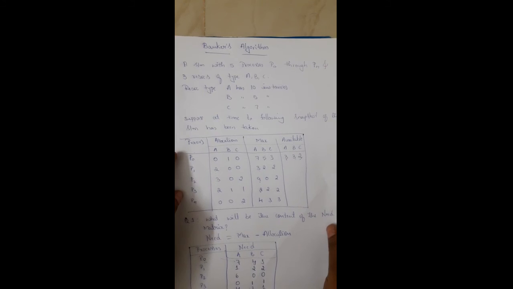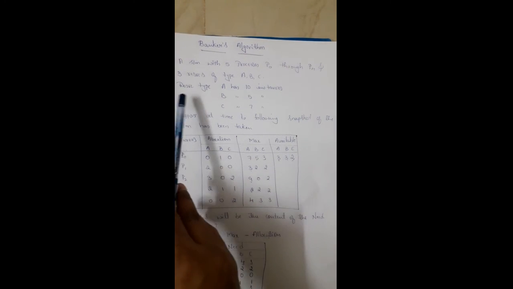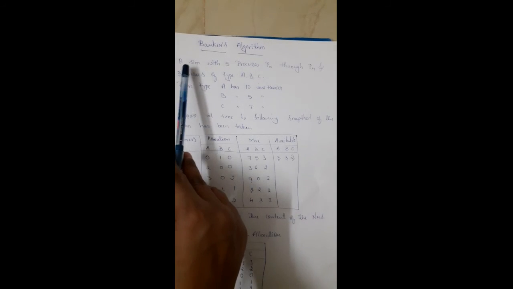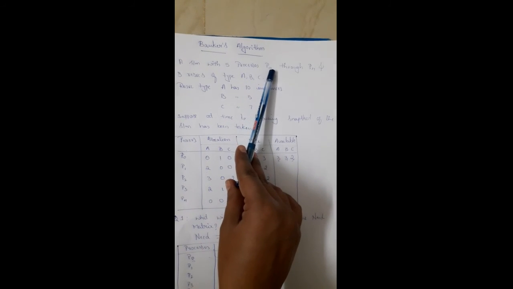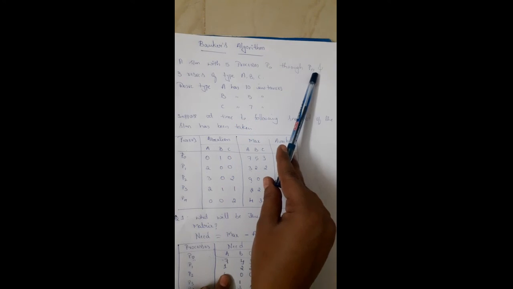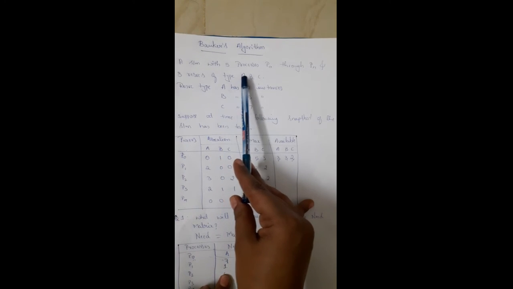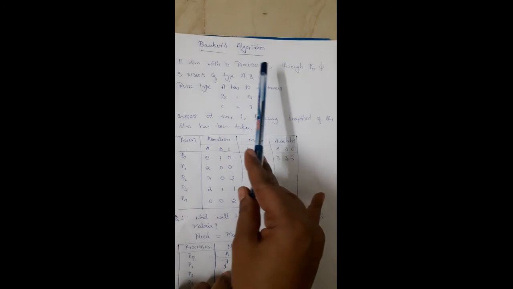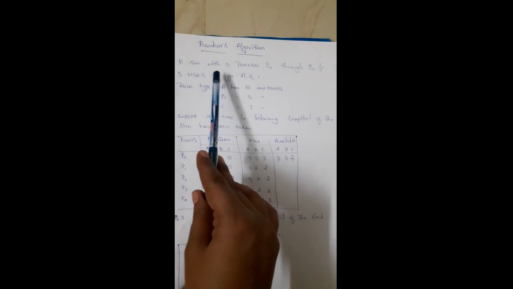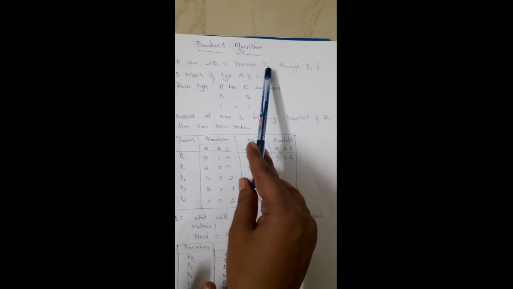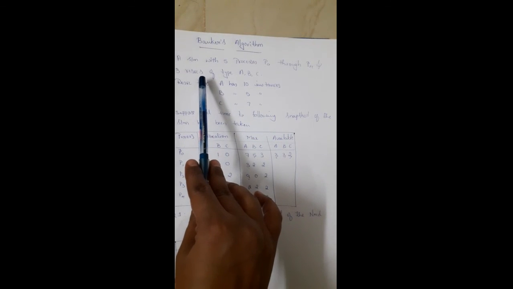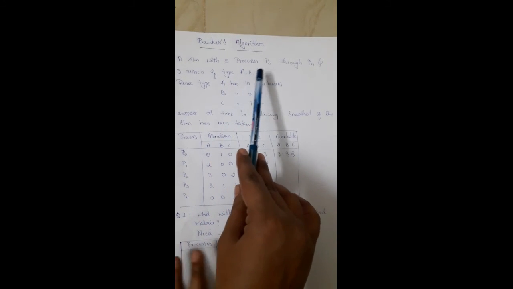What is the problem? Okay, so consider this is the given question. A system with 5 processes P0 through P4 and 3 resources of type ABC. So the given question says there are 5 processes in the system named from P0 to P4, and we are considering 3 resources of type ABC.